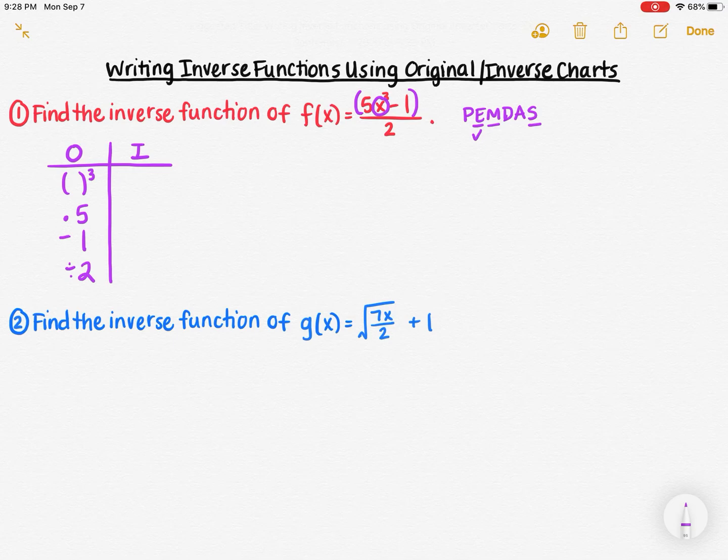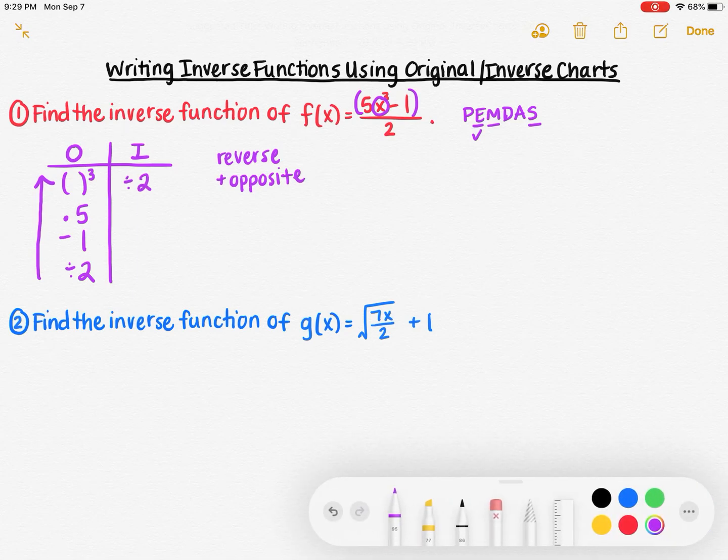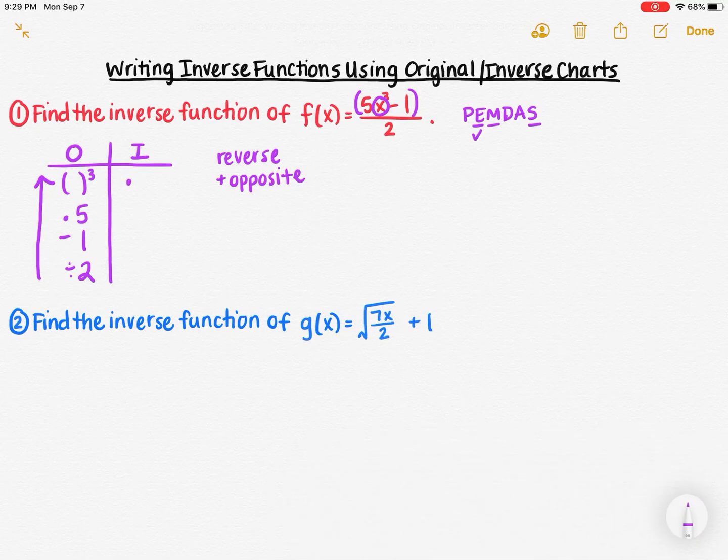Now, in order to write my inverse steps, I need to go in the reverse order, and I need to do the opposite operation for each step. So I'm going to follow my chart from the bottom to the top and find the opposite operation. We start with divide by 2 because that's at the bottom. You might be tempted just to write divide by 2, but we need to find the opposite operation of dividing by 2. The opposite of dividing is multiplying. So my first step for my inverse function is multiplying by 2.